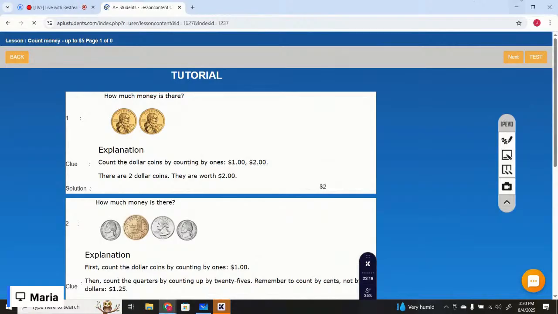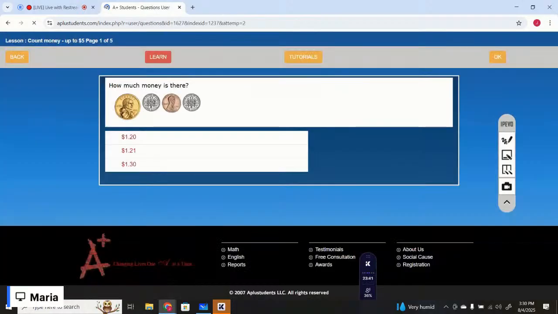How much money is there? So they are the dollar coins. So they are $2. Let's just start with the test questions. How much money is there? We have $1, 2 times, and 1 penny. So that is worth $1.21. Option number 2 is the correct option.